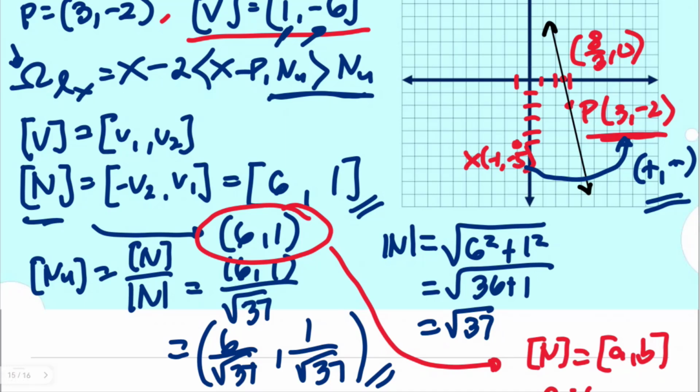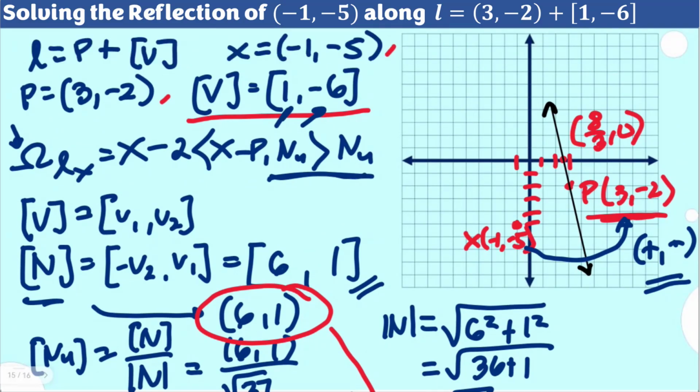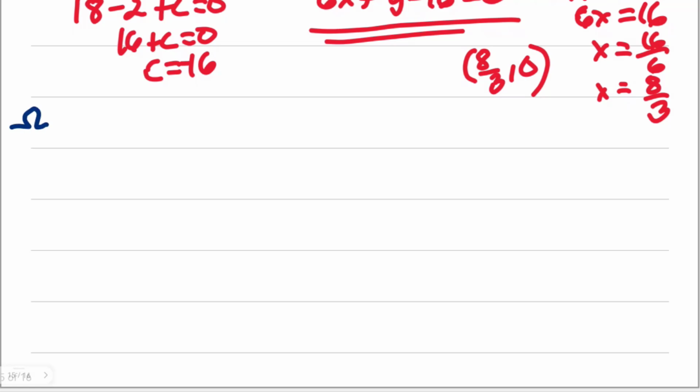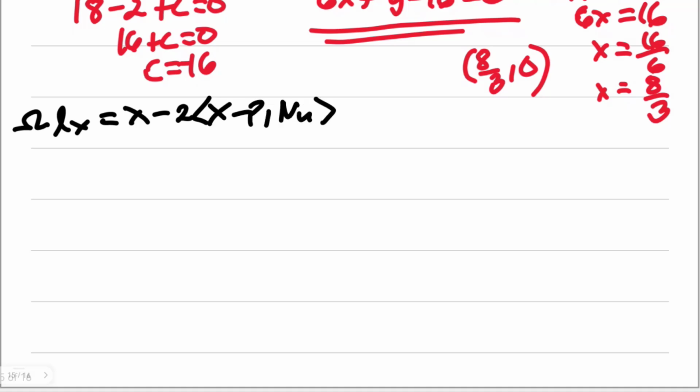So for those of you who have skipped, you might see some scribbles here automatically. Don't worry about that. If you would like to see how it was done, you can always review the video. So for our reflection, let me use another color. The reflection of x along line L is x minus twice the inner product of (x - p) and the unit normal vector, times the unit normal vector.